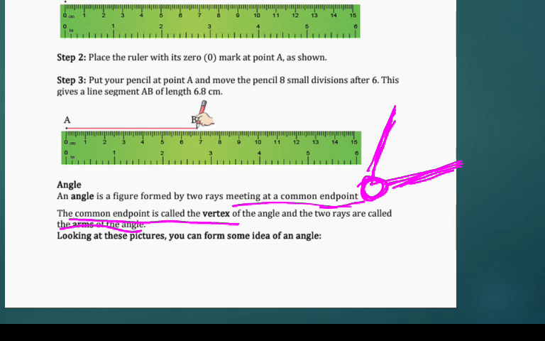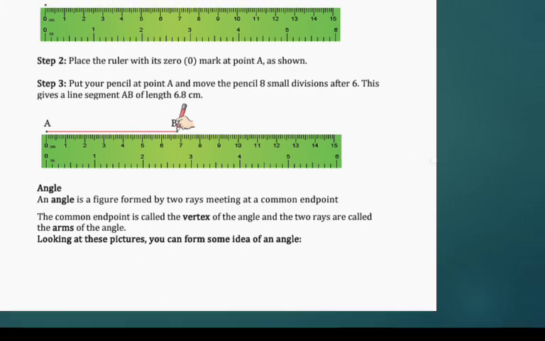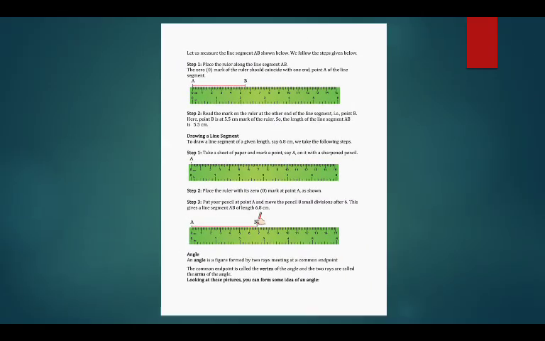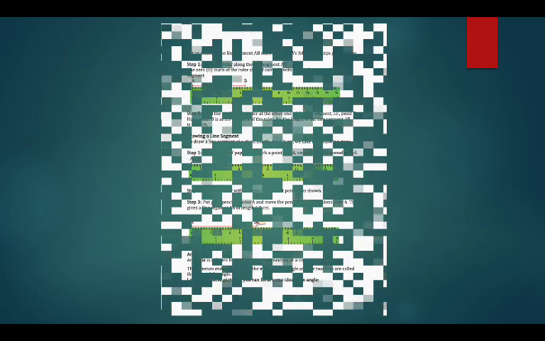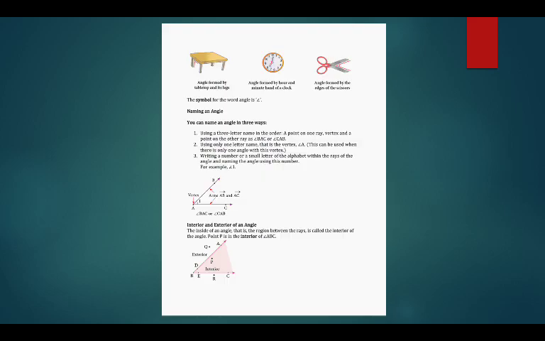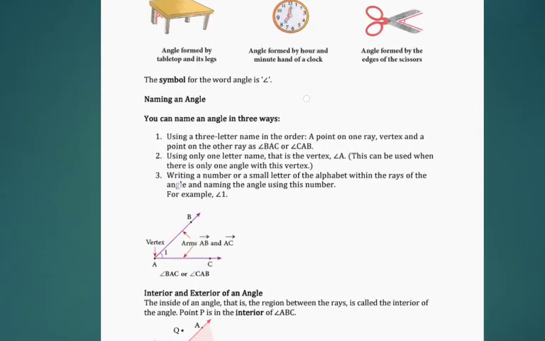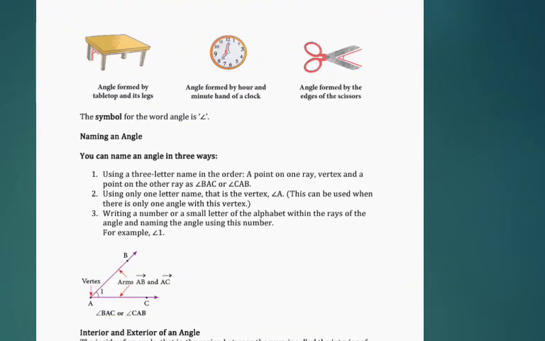So now we see some examples of angles. Angles formed by the table and its leg. See here, the table and its leg. There is a small angle, right? There is an angle here.